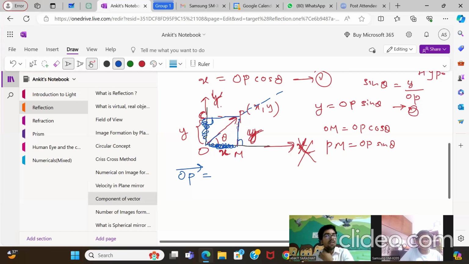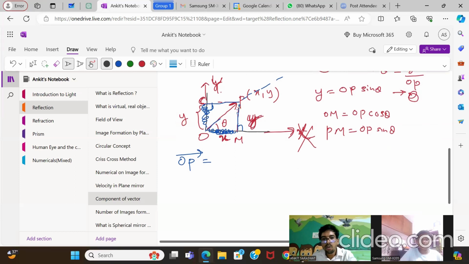Clear? Have you noticed your shadow during noon? Understand, this OP, the position vector, is going in this direction continuously. So one shadow will move on the x-axis, and one shadow will move on the y-axis. So can I say this complete shadow of OP is made up of its child shadows?